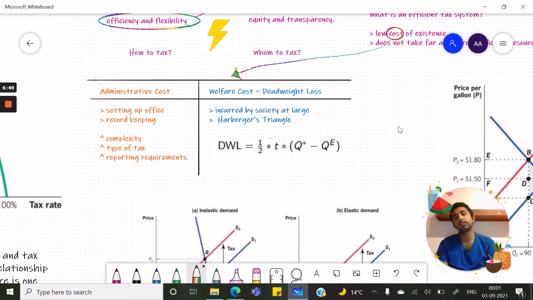It is also known as deadweight burden, right? Whenever there is a government intervention which leads to an increase in the price of any commodity or a decrease in disposable income for any citizen or society at large, of course it's a loss. So deadweight loss can be easily analyzed through Harberger's triangle, which you will see how it is done graphically.